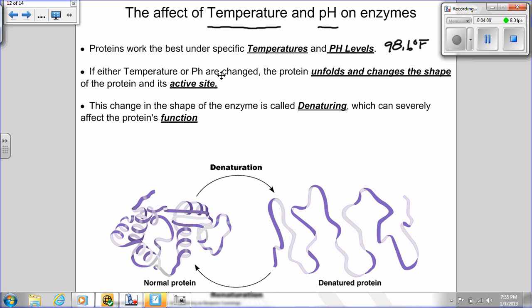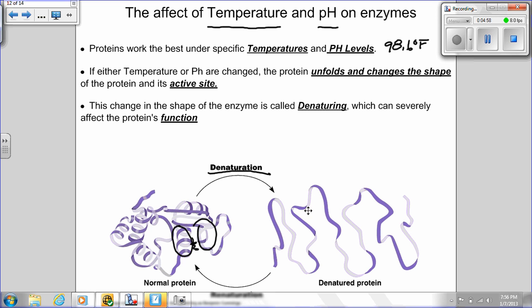If either the temperature or the pH changed, as indicated above, either going above or below the norm, the protein begins to unfold because the interactions between your secondary and tertiary structures, such as these helices and the sheets here, start to break. As they break, the protein starts to unfold, and this is called denaturation. Okay, so the change in shape of an enzyme or protein is called denaturing, which can severely affect the protein's function. Okay, so with denaturation you end up basically putting the protein back into its primary structure, or at least unfolding it to the point where its shape has changed enough so that it does not perform its function.